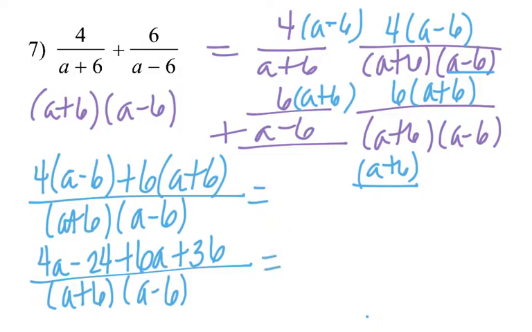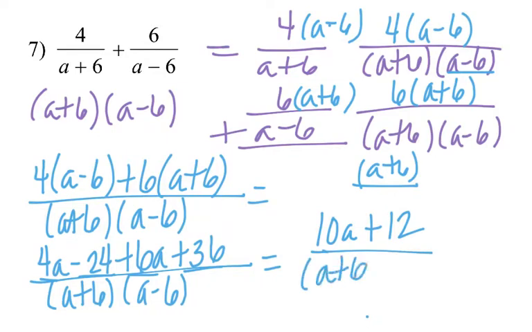So from there, we can just combine like terms at the top, and then 4a plus 6a is 10a. Negative 24 plus 36 is positive 12. Okay, and then that will be over a plus 6, a minus 6. Okay, and that is your final answer.